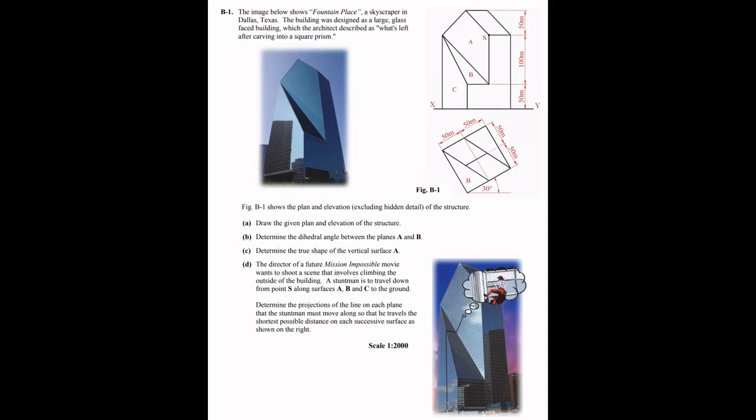And the final part: the director of a future Mission Impossible movie wants to shoot a scene that involves climbing the outside of the building. A stuntman is to travel down from point S along surfaces A, B and C to the ground. Determine the projections of the line on each plane that the stuntman must move along so that he travels the shortest possible distance on each successive surface as shown on the right. Scale for this question is 1:2000.